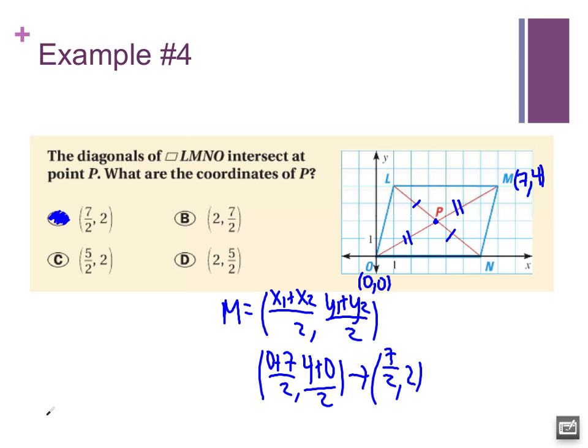Now you may be wondering, would I get the same answer if I used L and N instead? You would. We're going to do it now, just for practice. L is the point 1, 4. N is the point 6, 0. So if I added my x's, I would get 7 over 2. Added my y's, I would get 4 over 2, which is exactly the same as what we ended up with. So it doesn't matter which diagonal you pick, you will still end up with the same midpoint.